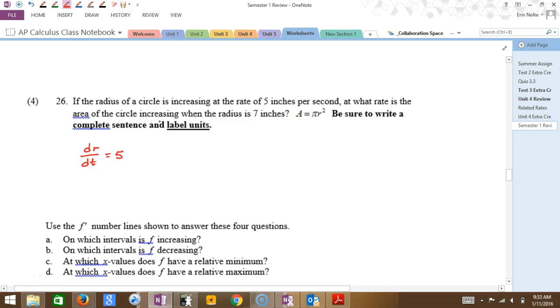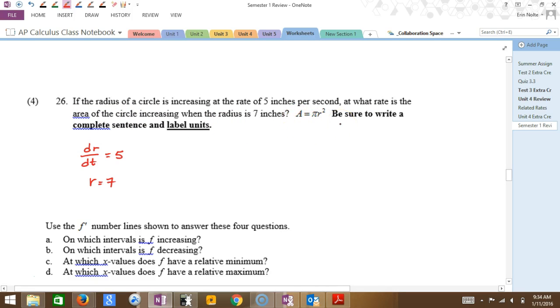It's also important that you note if it's increasing or decreasing. If it was a decreasing rate, you would want to say it's -5. So make sure you read that part carefully. So at what rate is the area of the circle increasing when the radius is 7 inches? Right there, when the radius is 7 inches is an instantaneous rate of change. So we can say r is equal to 7 at some point in time. That's given information.